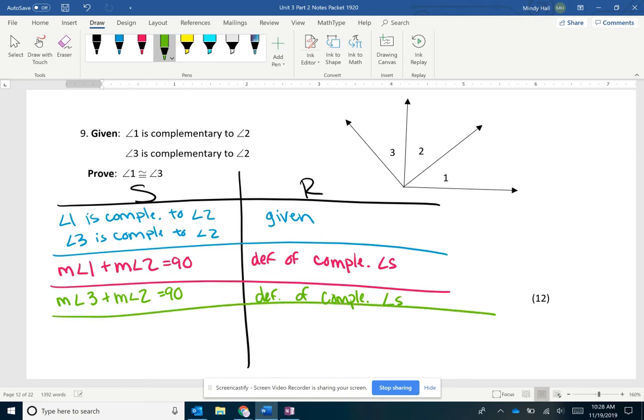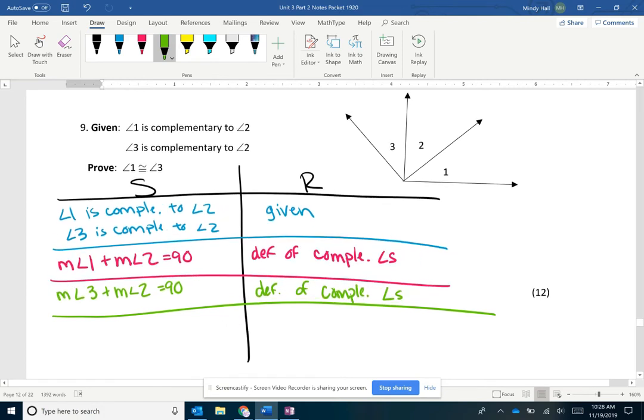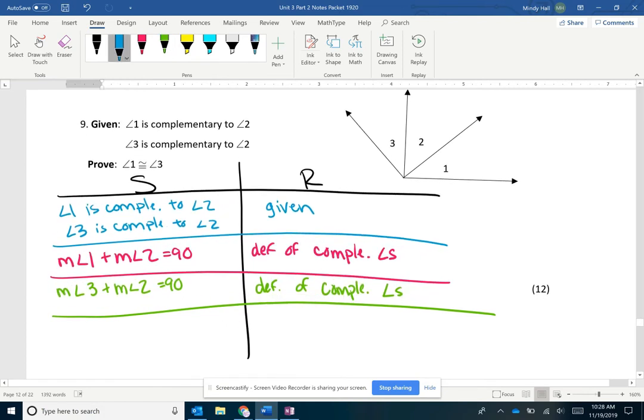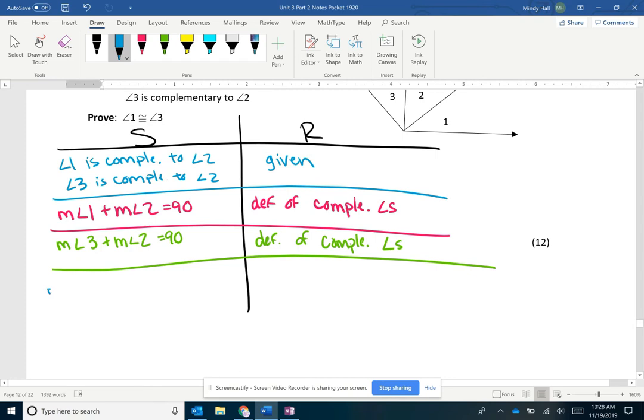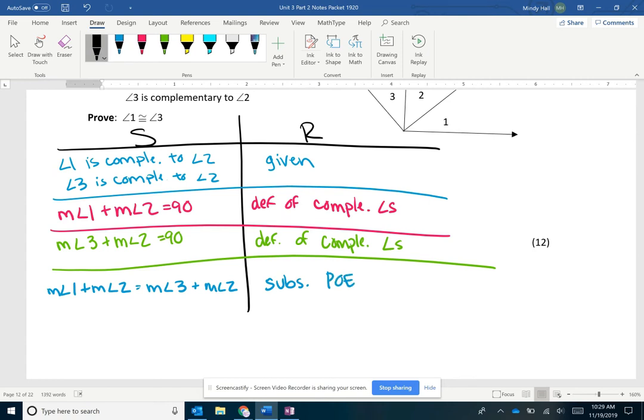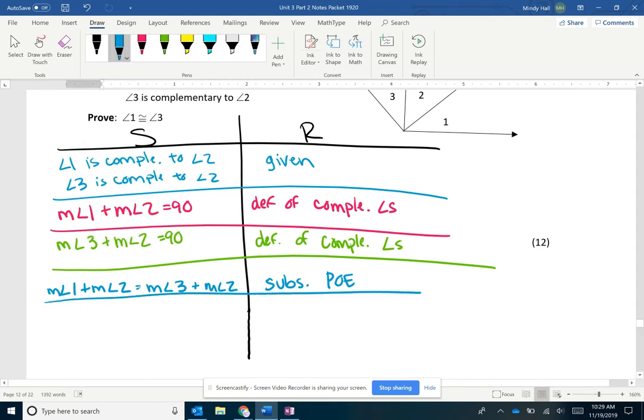So then, since they're both equal to 90, we can just set them equal to each other. And so we would have measure of angle 1 plus measure of angle 2 equals measure of angle 3 plus measure of angle 2. And that is substitution, because we substitute in where the 90 was. And we're going to extend a little bit. Okay, so then if you notice we have the measure of angle 2 on both sides, we can subtract that. So that gives us measure of angle 1 equals measure of angle 3 because of the subtraction property of equality.